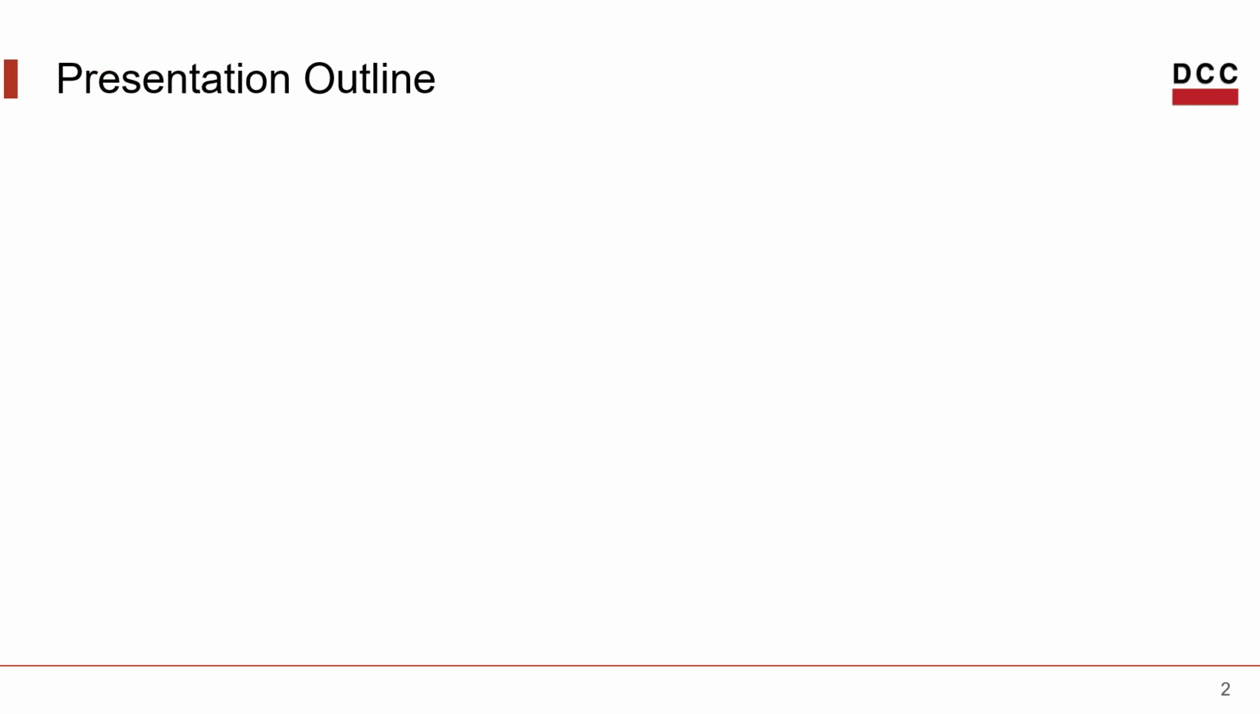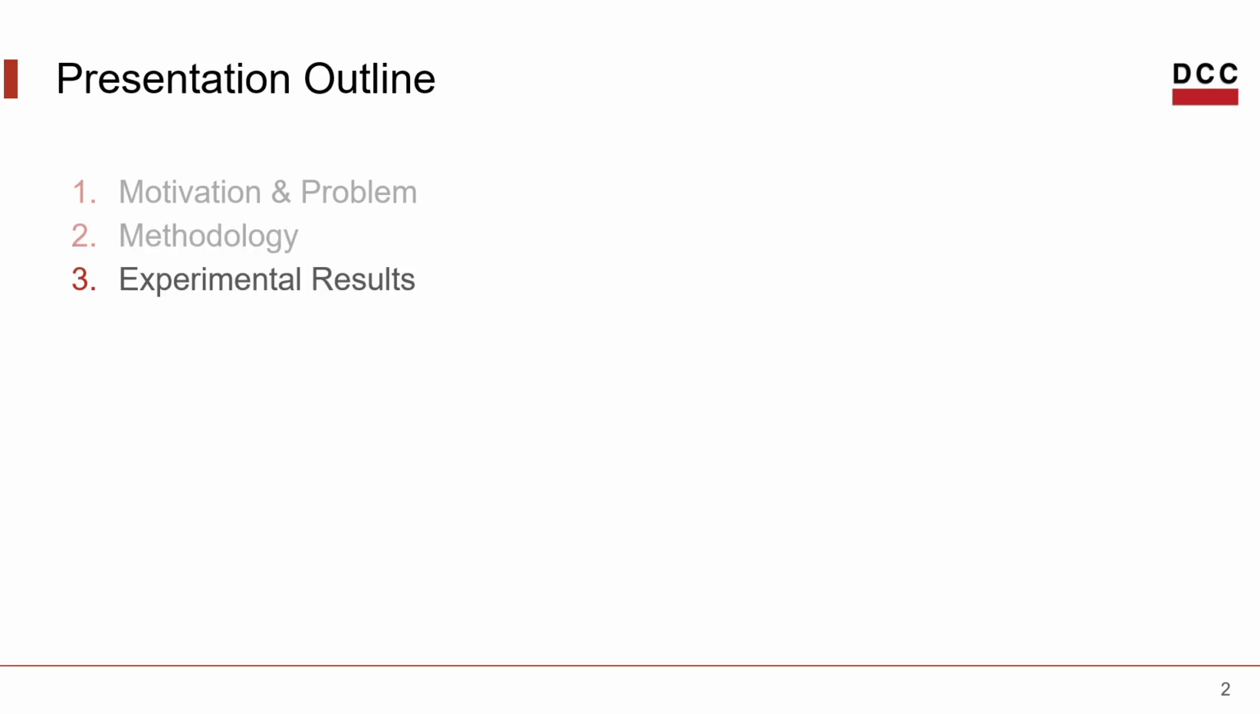So the presentation has 4 parts. First, I'll talk about the motivation and the problem addressed in the thesis. Secondly, I'll go over the methodology, talking about the transfer learning pipeline that was developed. Third, I present the experimental results, which are organized as a sequence of research questions. And finally, I talk about the conclusions, limitations, and future work.